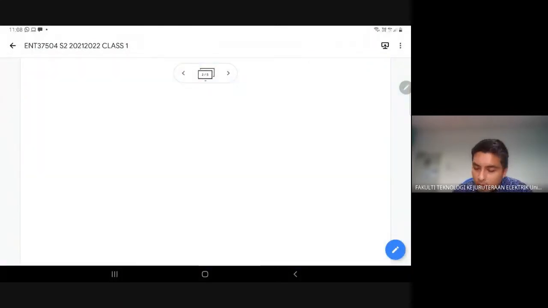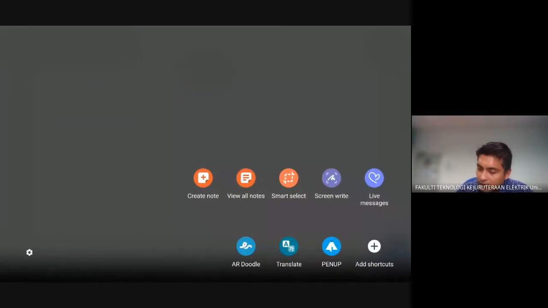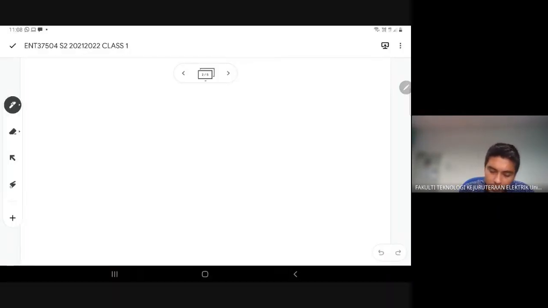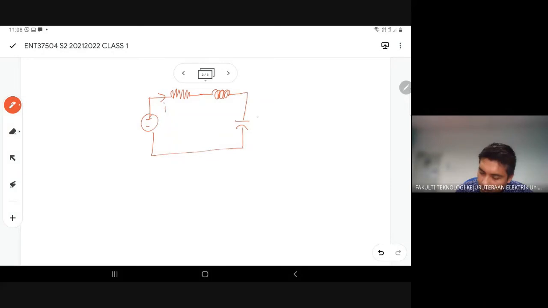Okay, all right. So this is an exercise for you. Can you please tell me, according to this circuit, positive, negative, this is R, L, C. I give you this is I, this is C, L, R, VT.